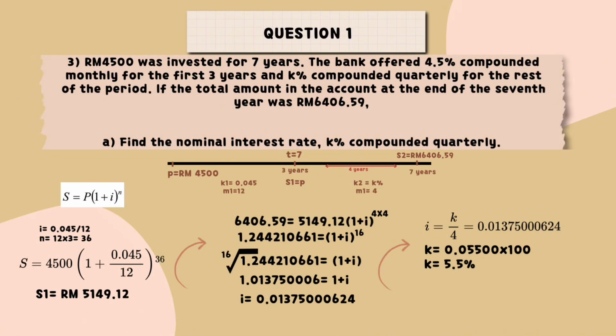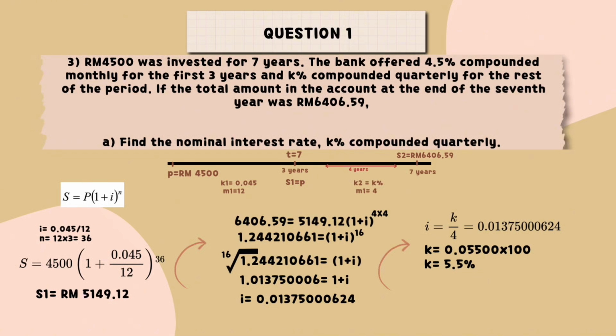Okay, in this question, we know that in the 7 years of period, we have two interest rates. First is for 3 years, 4.5% compound monthly, and the second one for the rest of the period, K% compound quarterly, but the rest of the period, how many years? We don't know, right? You just do 7 years minus 3 years and you get 4 years. Okay, if you want to make it clearer, you just do a timeline.